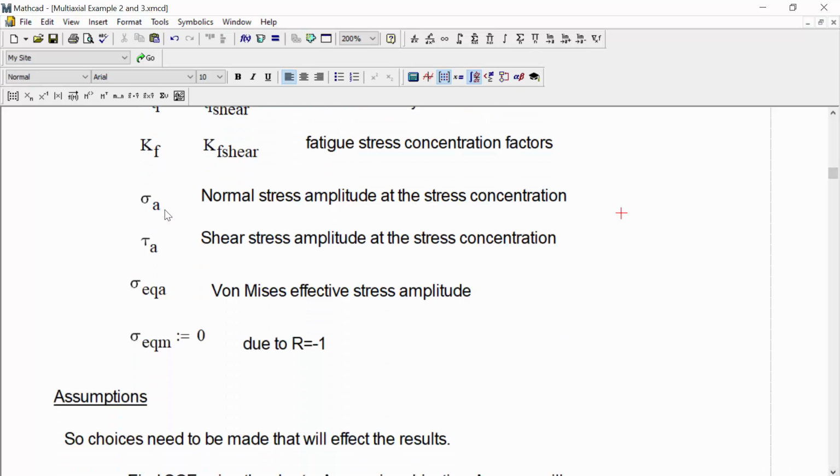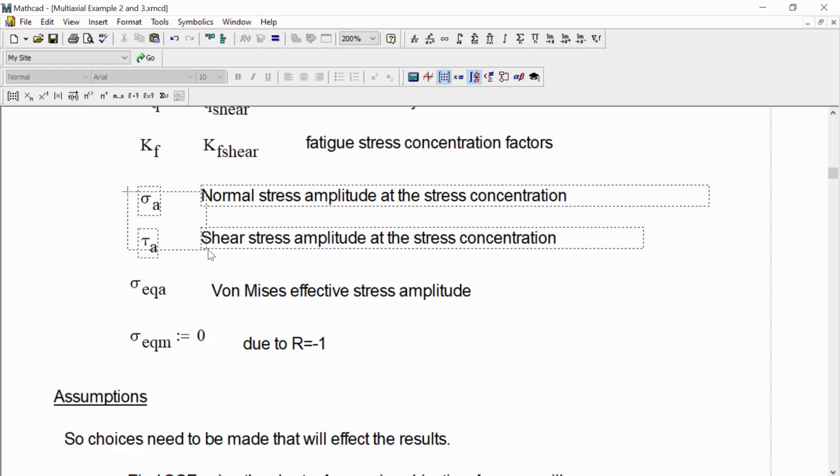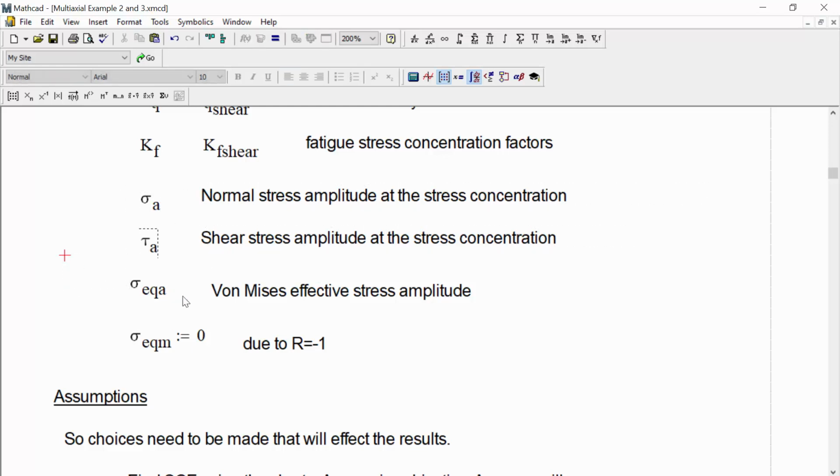Next, we're going to need to calculate the stress amplitude at the stress concentration. So we're going to want to get the normal stress amplitude, sigma_a, as well as the shear stress amplitude, tau_a. Once we have these two amplitudes, we'll then want to apply von Mises effective stress to get an equivalent or effective stress amplitude, as well as effective mean stress, which we'll actually find is equal to 0 due to us having a fully reversed problem. So this one is actually a known.